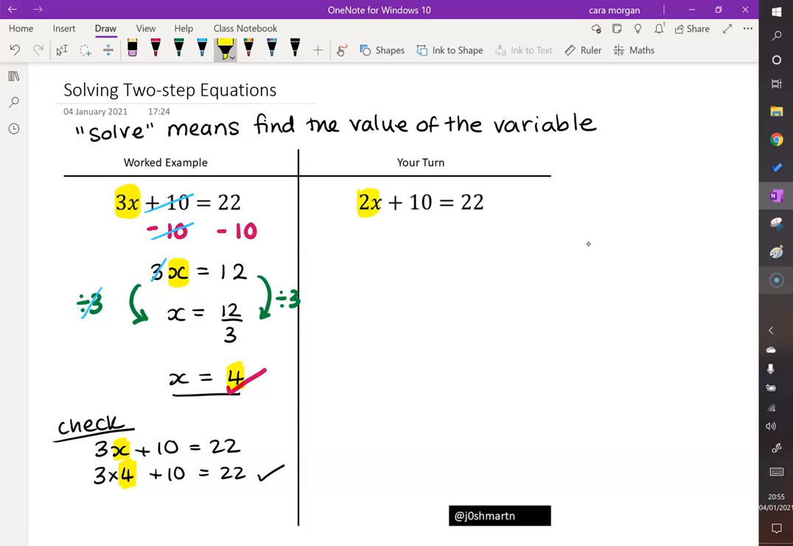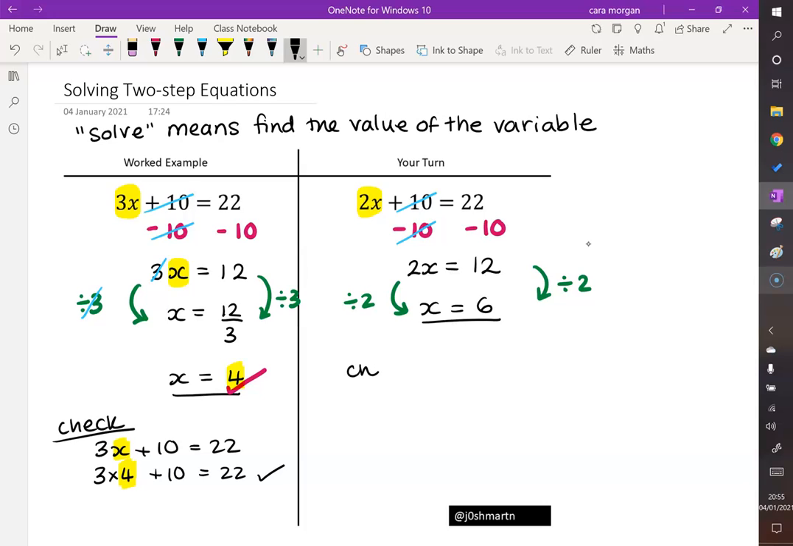Okay, so I want to isolate the two x's. So first I must subtract 10, just like in the example before. The add 10, the subtract 10 cancel out. Or I could say the positive 10 and the negative 10 cancel out to make 0. And I'm left with two x's are 12. I'm going to divide both sides by 2. And I know that 1x must be equal to 6.